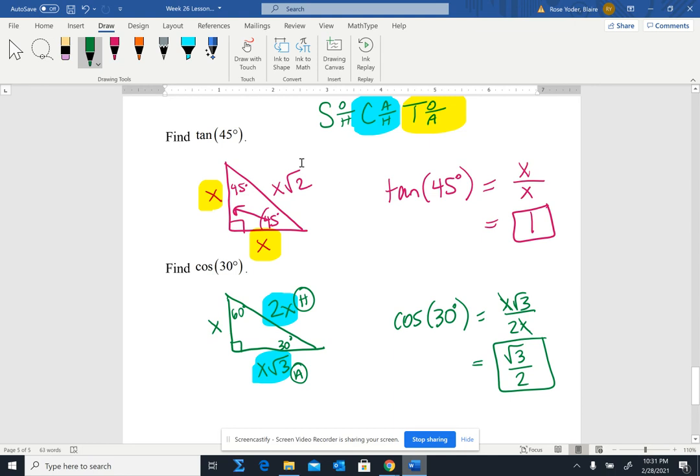So let's give these problems a try, and then in a little while, you'll see what this trigonometry stuff is really used for. All right, see you in a minute.